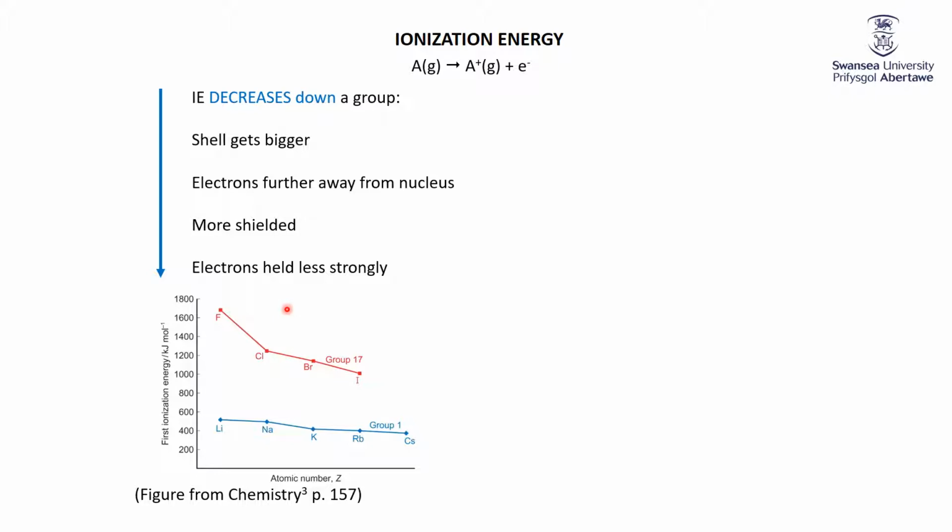The electrons are further away from the nucleus, with more electrons in between. So therefore, the electron is going to feel less of the nucleus, making it easier to pull away. You have to put less energy in to pull it away.